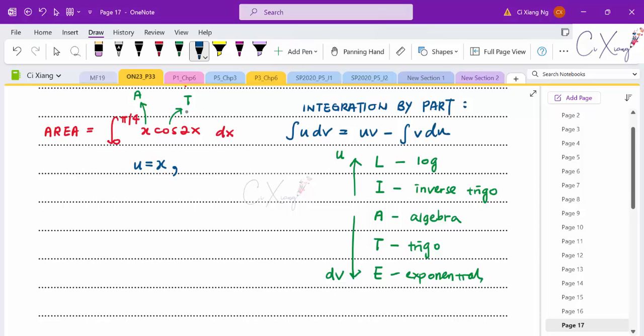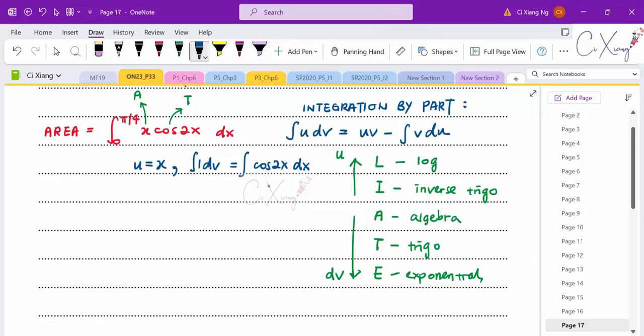Then how about the T? T is the lower group, which is trigo. So I will let dv equal cos 2x. You can still see there's a dx at the back of the equation, so I just keep it as dx. After you set up the question correctly, then you just put the integration sign. So the integrate dv here actually should have a 1, it has a number. So integrate dv equals the integration of cos 2x dx.